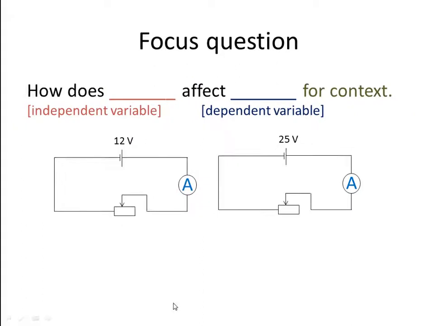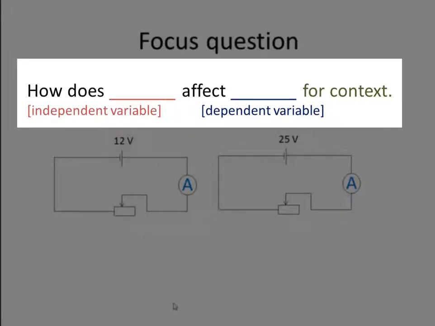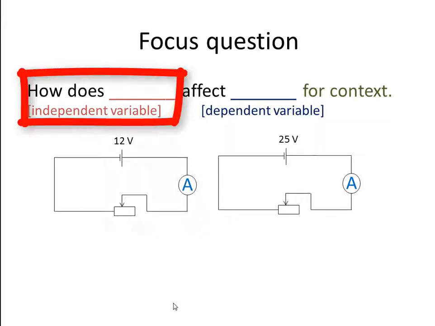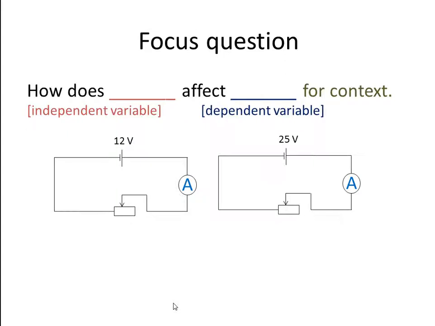But before we do that, let's discuss what we are doing. We first need to write our focus question down. How does the independent variable affect the dependent variable for the context shown here? So what are we going to vary? Now be careful, between the two circuits that you can see there, we have voltage different. One is 12 volt and the other one is 25 volt. But that is going to come into our description of the context.